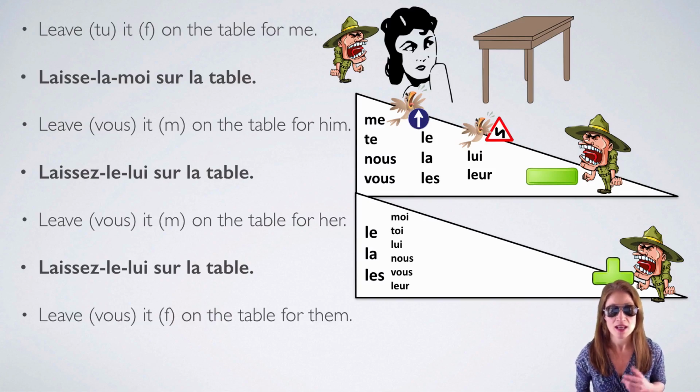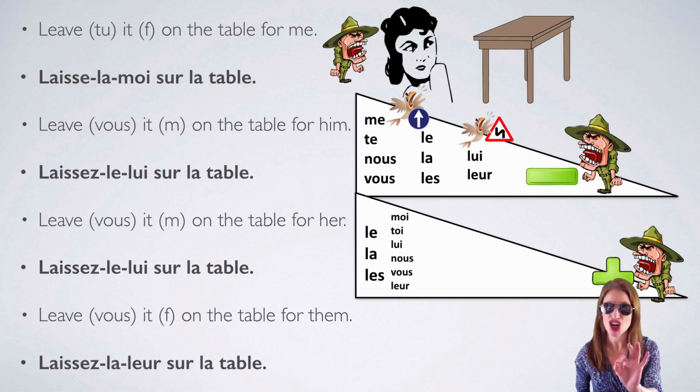Using vous, now your it is feminine. Leave it on the table for them. Laissez-la leur sur la table. You could say, laissez-la sur la table pour eux or pour elles.